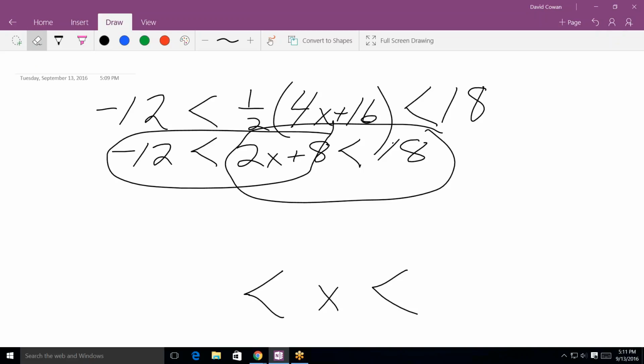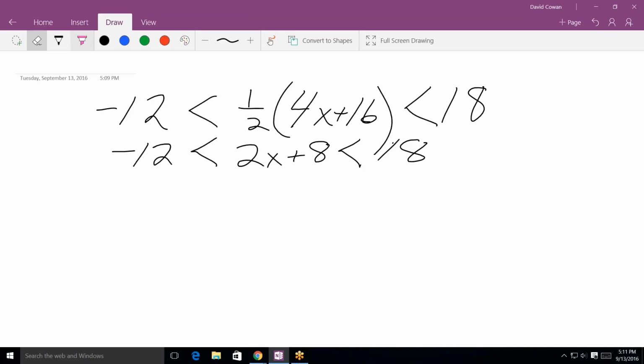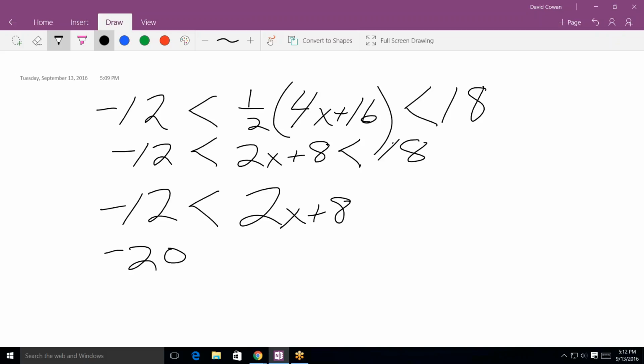Yeah. Okay, that's fine. So we're down to 2x plus 8. So let's solve that one. What's the next step? You're going to be subtracting 8 from both sides. So what's the next line? Negative 20 is less than 2x. And the next line? Is it going to be negative 10 is less than x? Correct. So that solves this part.